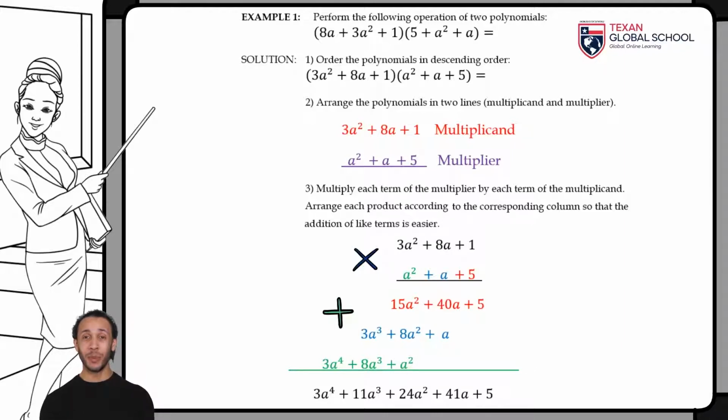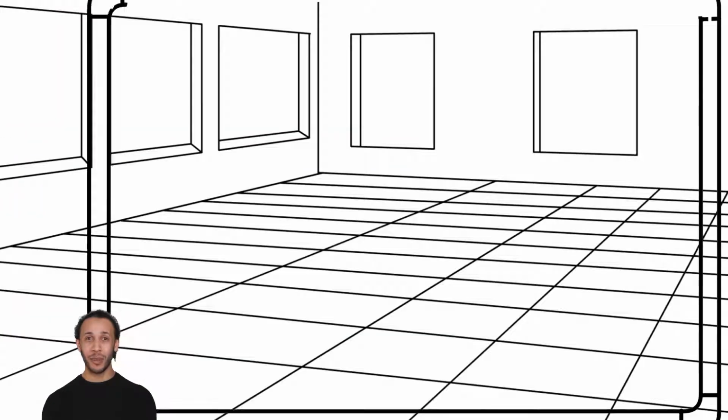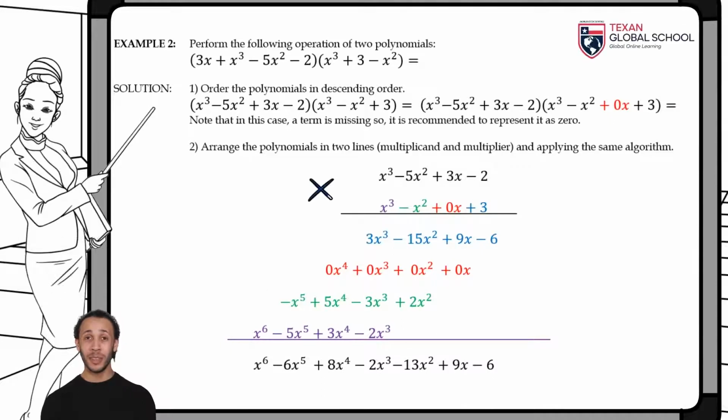In this last example, we repeat the algorithm. First, sort the polynomials in descending order. Note that in this case, a term is missing from the multiplier, so it is recommended to represent it as 0, in this case 0x. This point is important since if this detail is omitted, the order can be lost, making the process difficult.